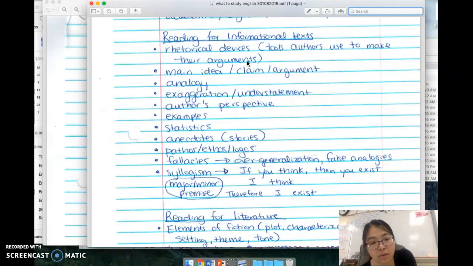or anecdotes, evidence-based anecdotes might also be some evidence that the author is using. That could be like their own personal stories or like a case study or something like that. Try to go back and remember some of those logical or those rhetorical appeals like pathos, ethos, and logos, and also look for all the things that we talked about in terms of fallacies and logical fallacies, like overgeneralization or false analogies.